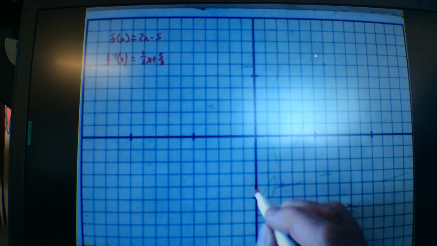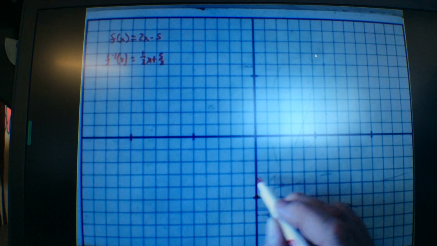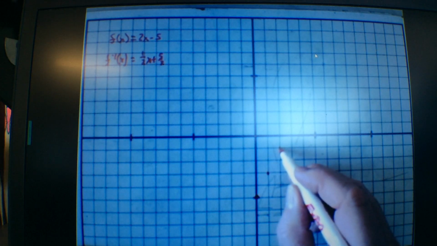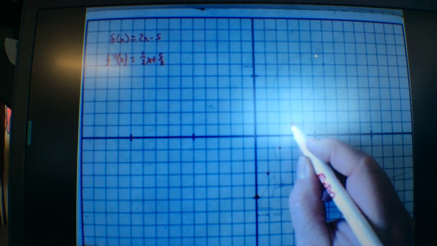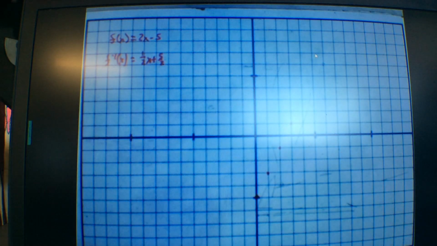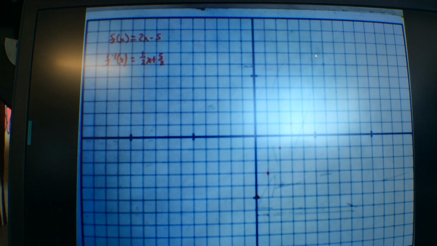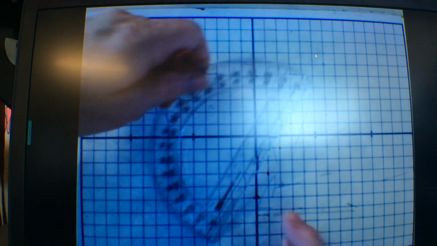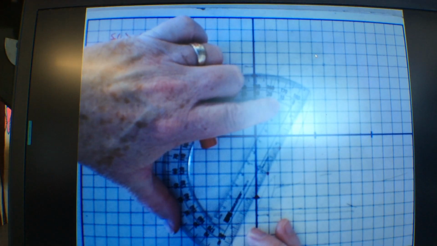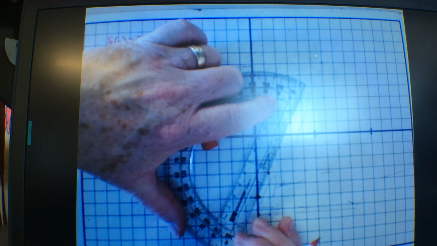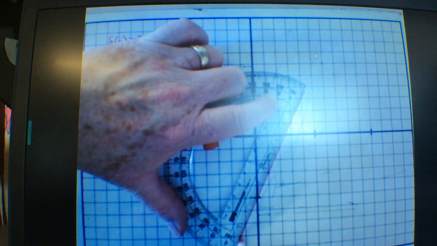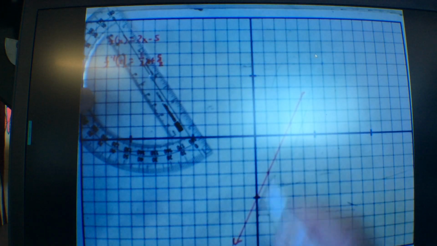I go down 5, 1, 2, 3, 4, 5, and my slope is 2, up 2 over 1, up 2 over 1. Is that correct? And we use a straight edge and graph it. Okay? The other one is up 2.5.